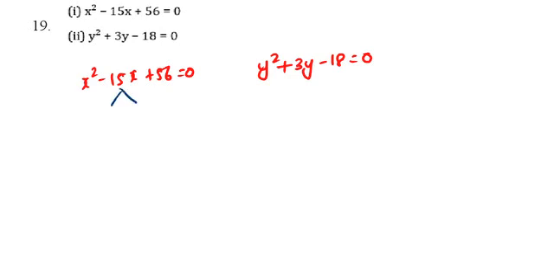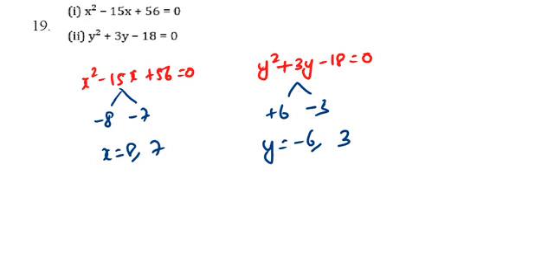X square minus 15x plus 56 equal to 0. Y square plus 3y minus 18 is equal to 0. Here you can take minus 8, minus 7. Then our answer will be plus 8, plus 7. Here you can take plus 6, minus 3. Then our answer will be minus 6, plus 3. Now in all the cases x greater than y. X greater than y is the correct answer. See the next one.